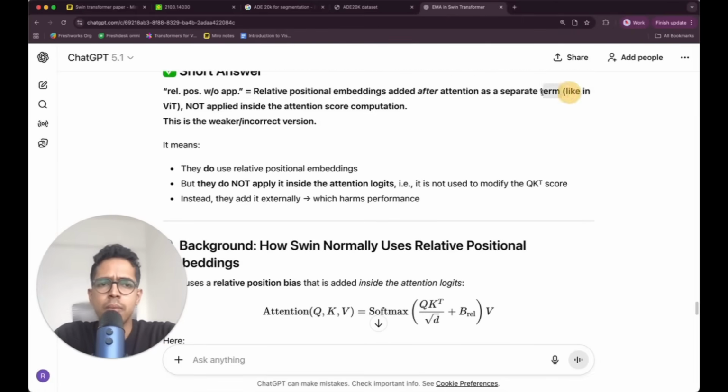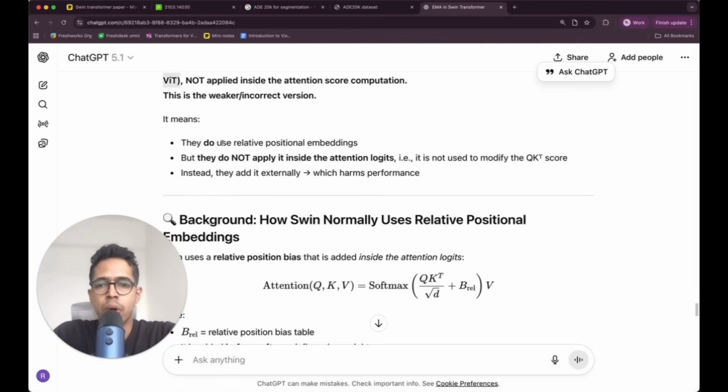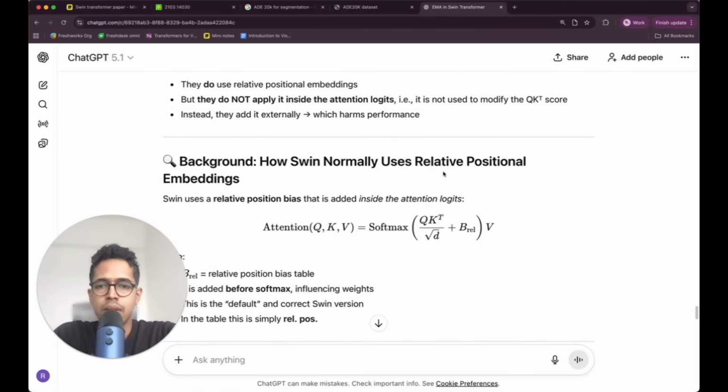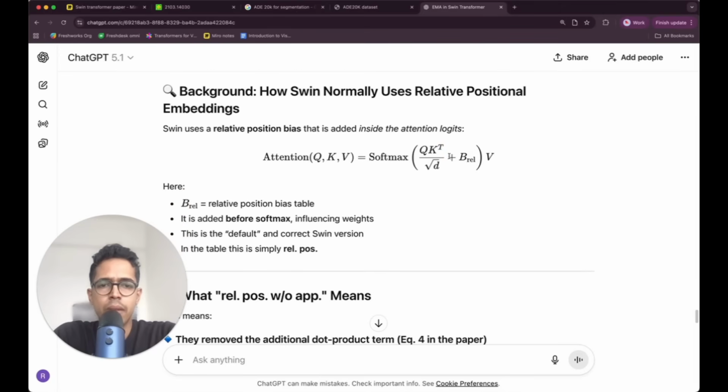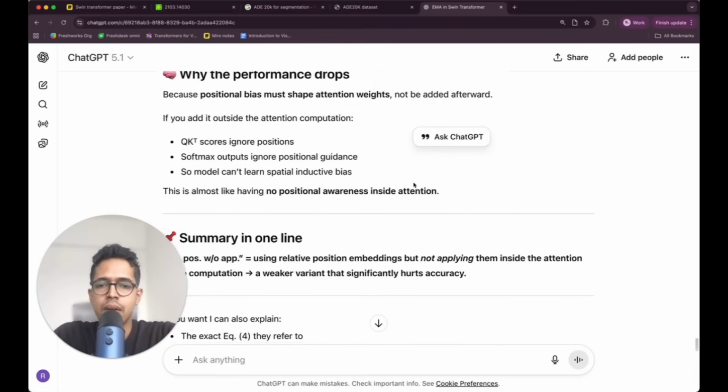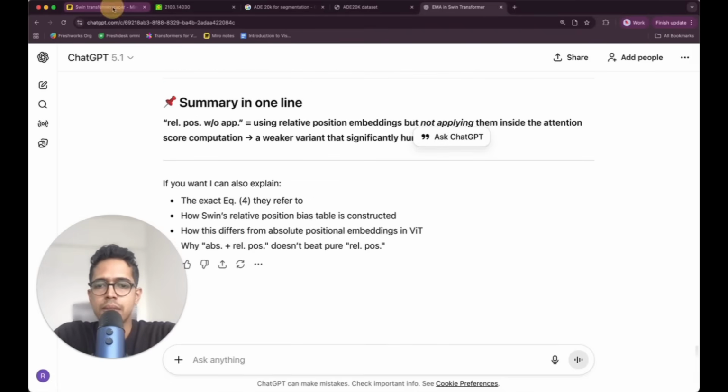In Vision Transformer, that is not what is done, right? In Vision Transformer, position embedding is added during the tokenization, just after token embeddings. They do not use relative, and they do not apply it inside the attention logits. Yeah, this is how normally Swin does. It adds a position bias, but yeah, anyways.